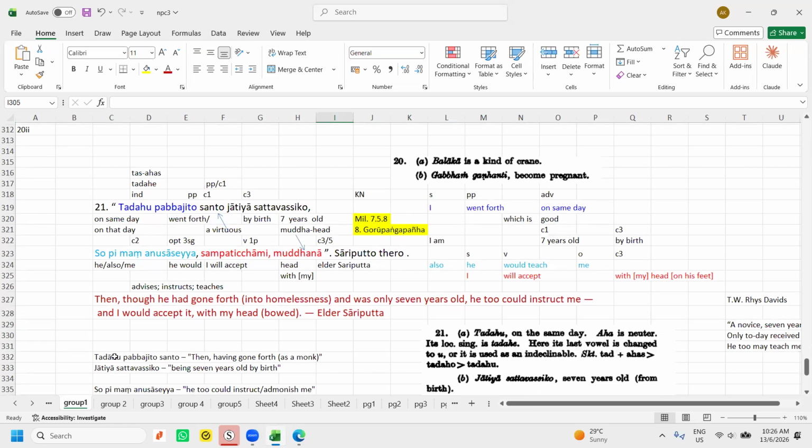Now, if you look at the line here, it means on the same day went forth, virtuous one. This one is a feminine noun, and this one is split into sata, which is seven, plus vasa plus ka. When you add ka, you put ika. So this basically means seven years old.